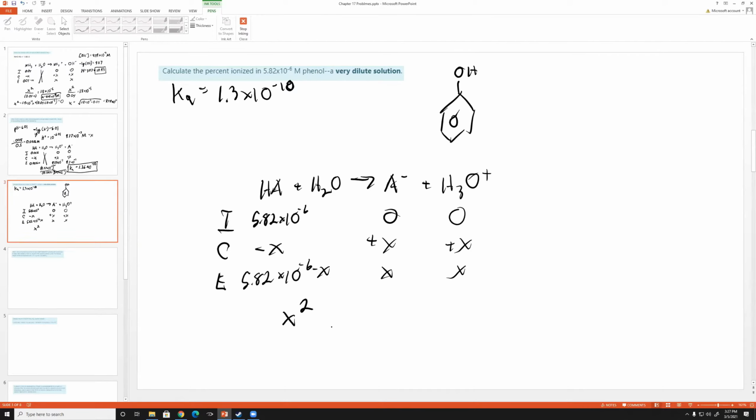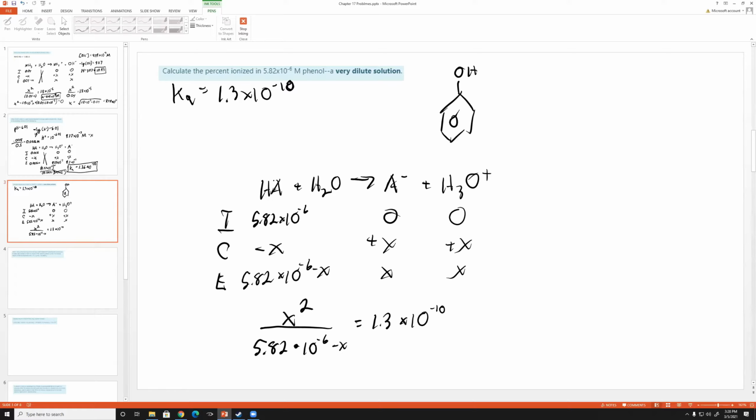Our final expression, X squared divided by 5.82 times 10 to the negative 6th minus X equals 1.3 times 10 to the negative 10, which is the Ka. Now, because the Ka is extremely small, you might think, okay, definitely a question where we can approximate by getting rid of the minus X. You're right, but it's definitely important to make sure the concentrations are much different. In this case, they're 10 to the 4th different.